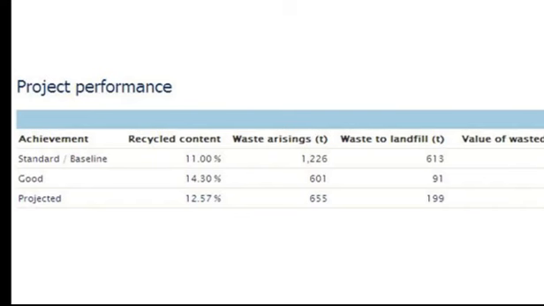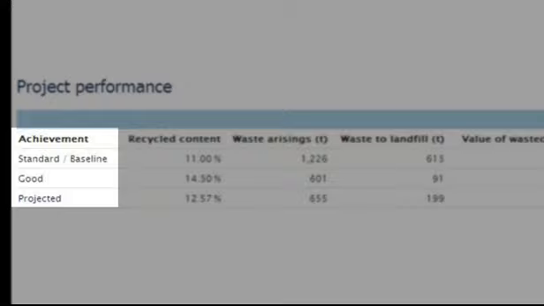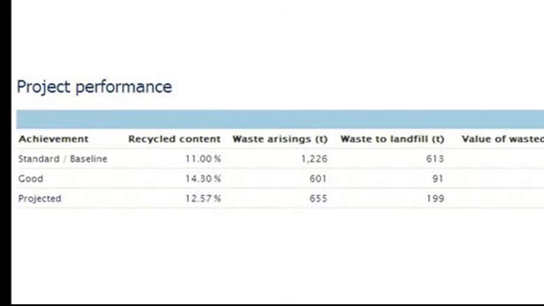The tool provides high-level results as shown here, and more detailed results which can be downloaded in Excel. The results are displayed according to 3 levels of practice: standard practice or baseline, which is calculated based on typical industry wastage rates collected by RAP. Good practice is the potential to improve based on industry good practice wastage rates. Projected practice is based on the user's selection of actions to move towards good practice. You can see here that projected practice falls somewhere between baseline and good practice.